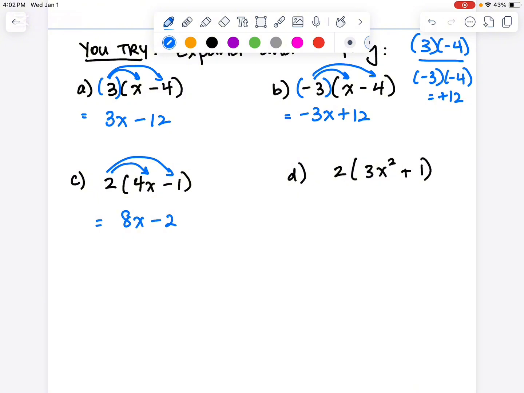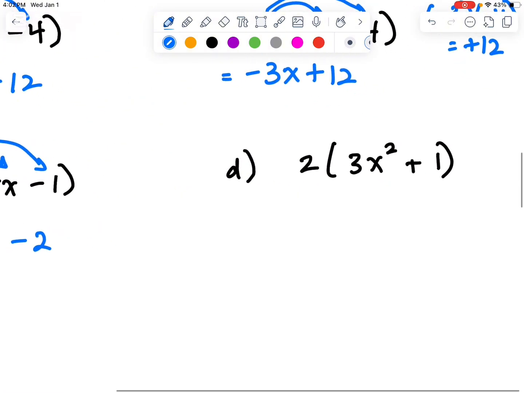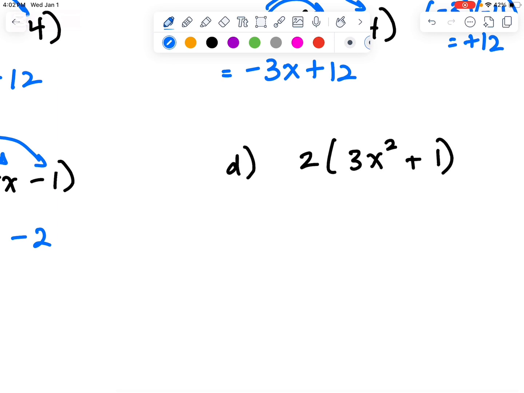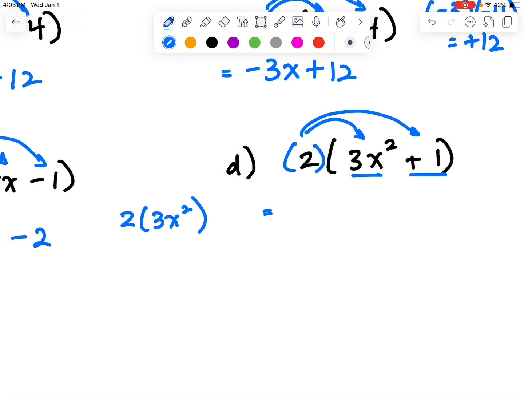All right, let's take up D. So for part D, this is once again a distributive question. If you notice, it's in this pattern. This is my 2, this is my 3x squared, this is my 1. So if it's in that pattern, I know I'm going to take this 2 and multiply it to this term, and then I'm also going to multiply it to this positive 1. So how do I do 2 times 3x squared? Again, I'm going to multiply the numbers to give me 6, and I'm going to keep the x squared. And then my 2 times 1 gives me positive 2.